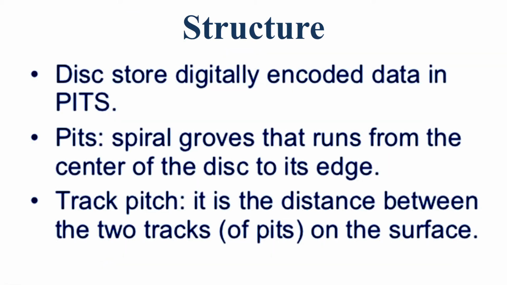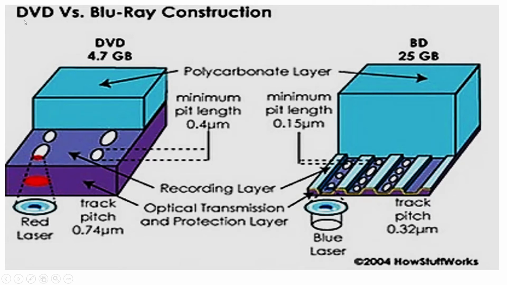Structure: this stores digitally encoded data in bits. Bits lie in spiral grooves that run from the center of the disk to the edges. Track pitch is the distance between two tracks of bits on the surface. So if you see here, this is the DVD versus Blu-ray construction. You have a polycarbonate layer here. This has a minimum pit length of 0.4 micrometer, that is 400 nanometers. This is the red laser and your track pitch is 0.74 micrometer, and this is the recording layer. So optical transmission and protection layers are provided.